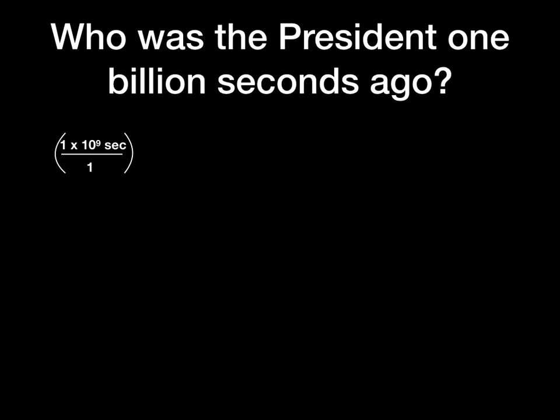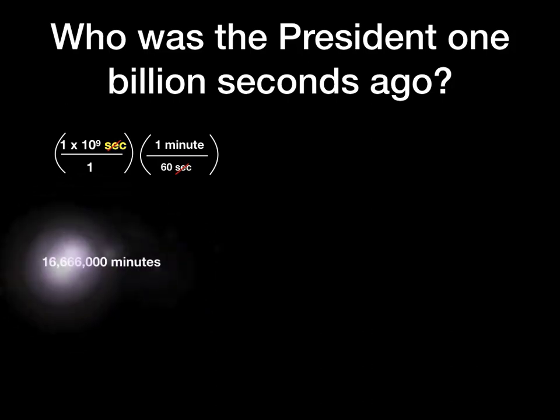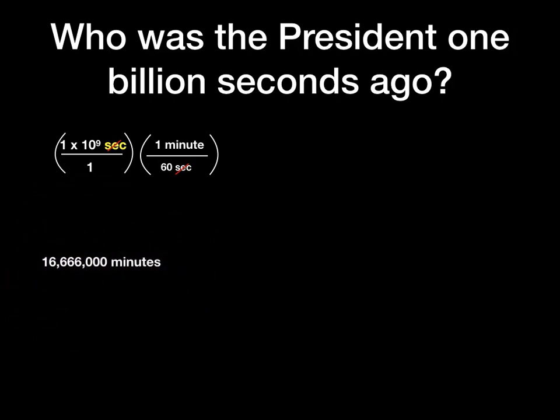So I think, well, what conversion factors do I know? Well, I know that seconds needs to cancel out, and so I know that there are 60 seconds in a minute. So let's use that as our conversion factor. We'll put in 1 minute over 60 seconds. And in this case, the unit seconds will cancel out. And if we run this through right now, 1 billion divided by 60, that would tell us that that's the same thing as 16,666,666 minutes.